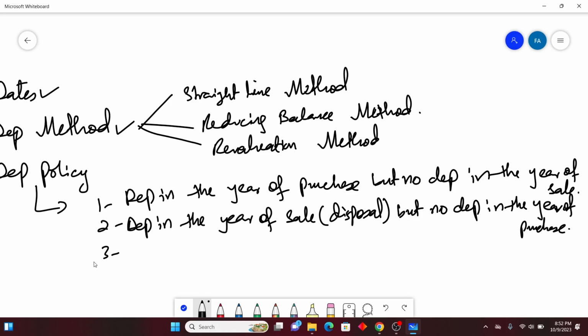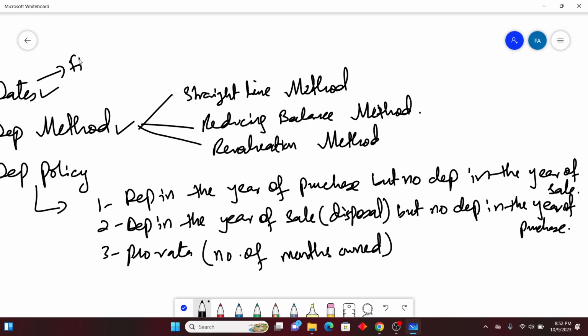The last one is the pro rata basis, where the question will give you the hint that you have to charge depreciation for the number of months owned. I'm writing it down in short form, number of months owned. So these are very important things we have to look for. The dates will be given in the question. Dates means financial year. The second is the depreciation method, and the third is the depreciation policy. Whether it's the first policy, second, or third, we need to look for that.